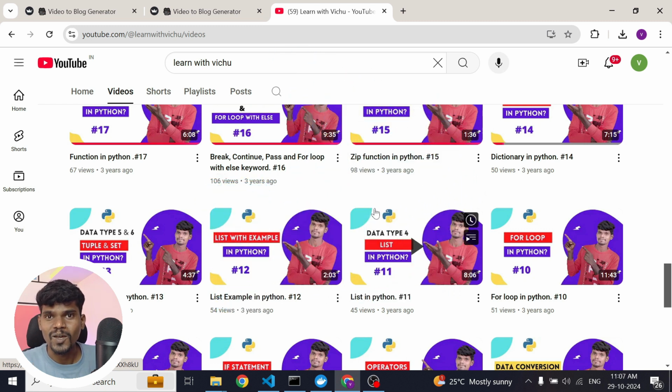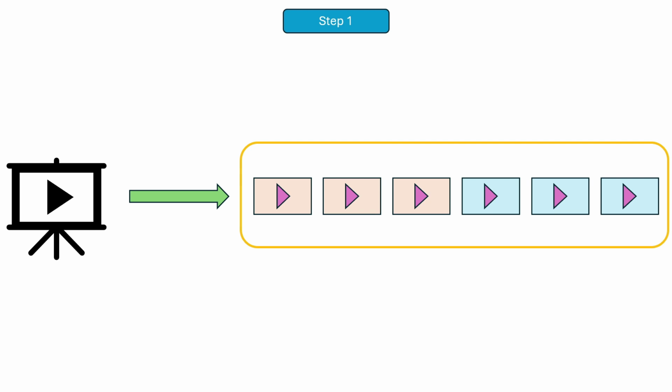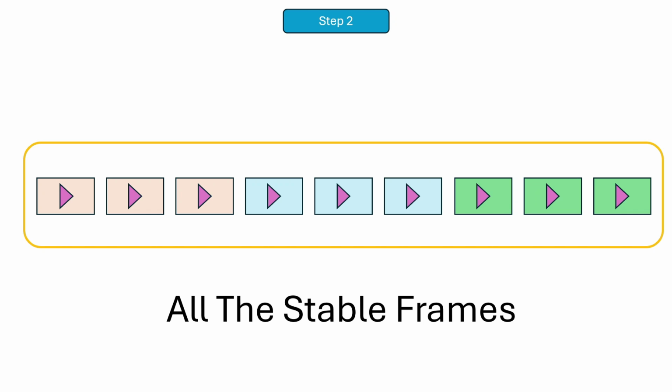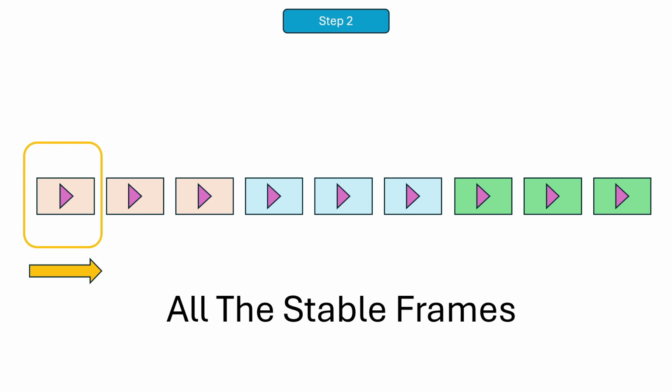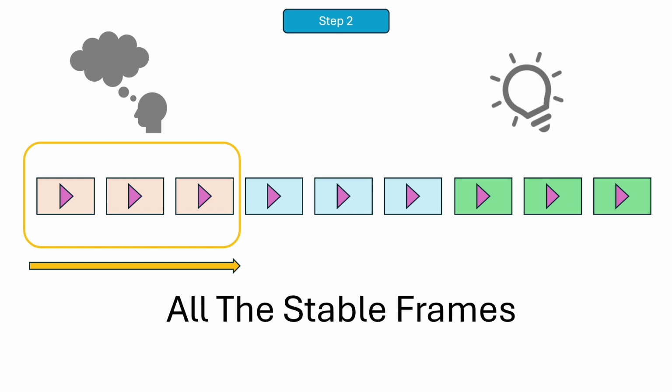Now let's jump into the logic. In step 1, we have to take the video and we have to extract each and every frame from the video. And in the second step, we need to find out all the available stable frames. But what do I mean by stable frames? Stable frames are nothing but the frames which contain the same object and the object appears for a longer time in the video. Because the explainer is trying to explain something using that particular object, that is why he is keeping that object on the screen for a longer time. So that is the assumption.